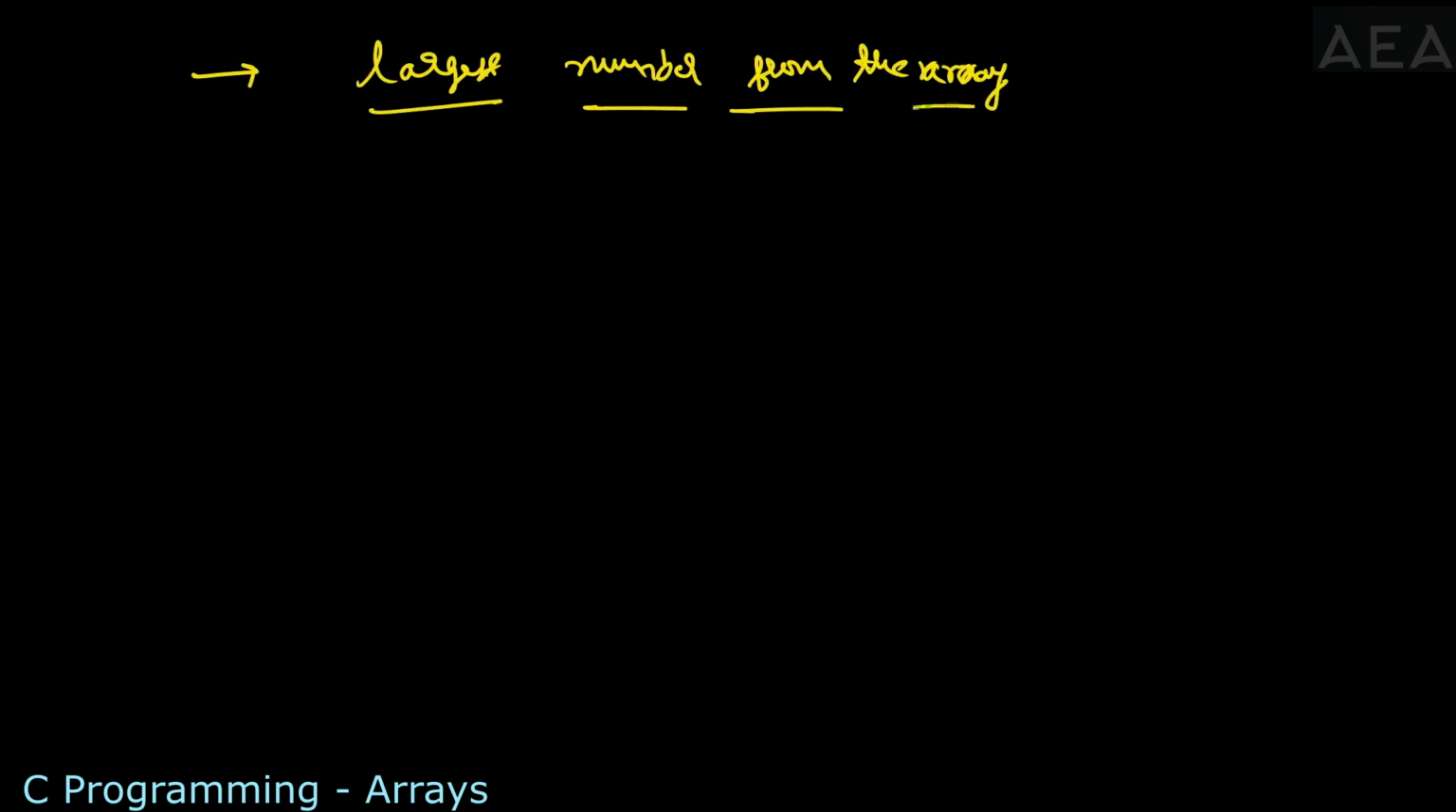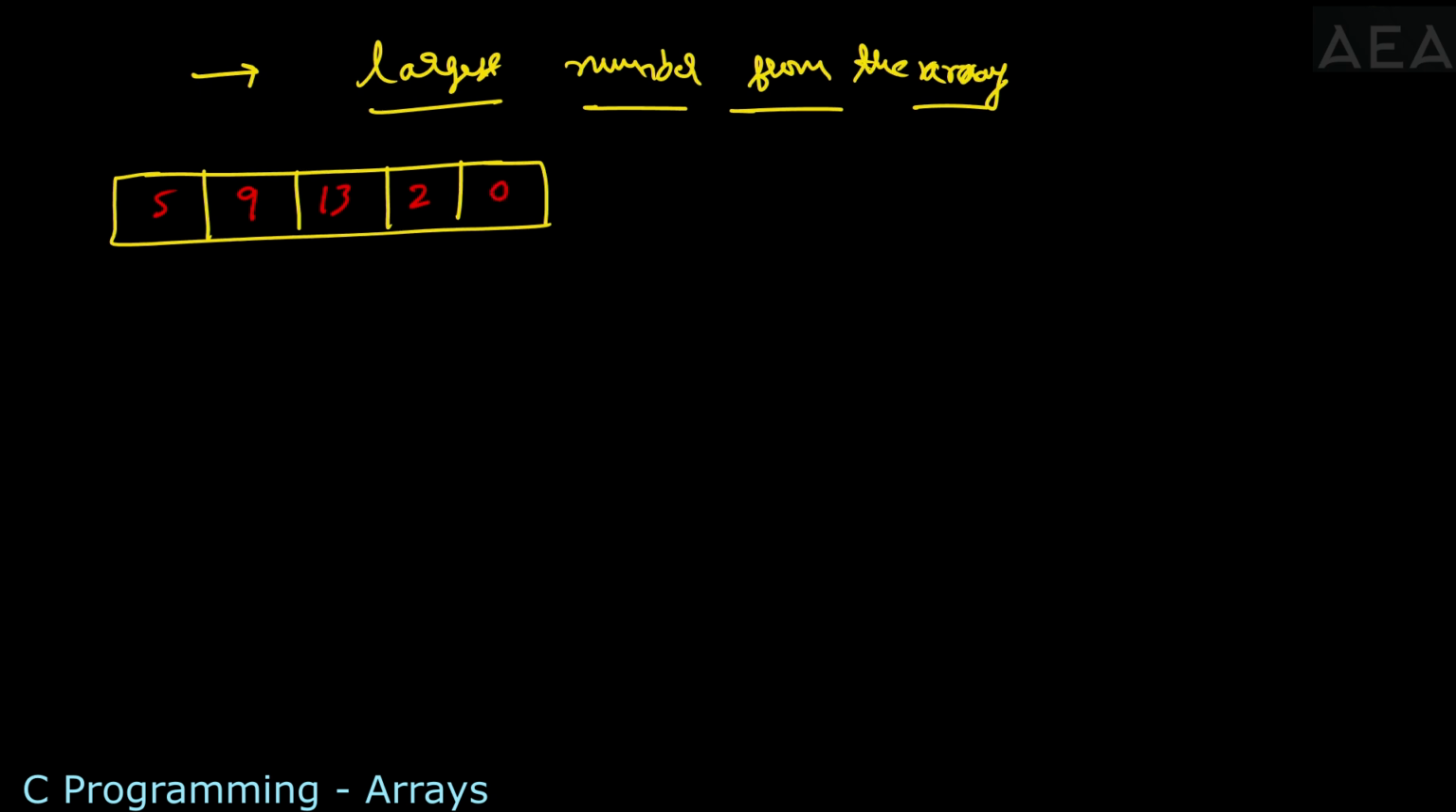And here I wrote a simple program to find the summation of the array. Now, to determine the largest number, first of all I will explain the logic. One array is defined like this. Let us assume this array has 5 elements here: 5, 9, 13, 2, 0. So now the array has the 5 elements.